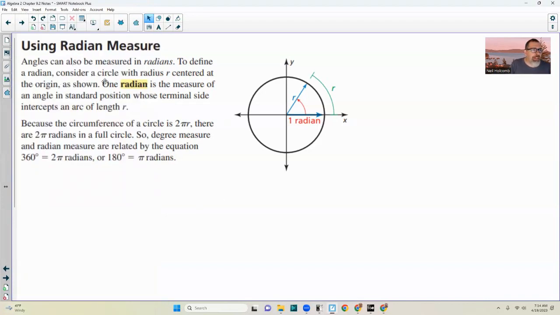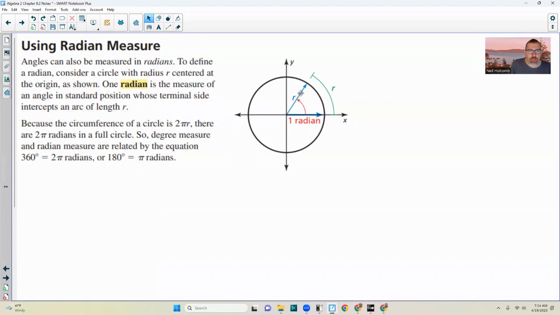To define a radian, consider a circle with a radius of r. So here's a circle, and as you can see, the distance from here to here is the length r. So radius r, centered at the origin as shown. 1 radian is the measure of an angle in standard position whose terminal side intercepts an arc of length r.